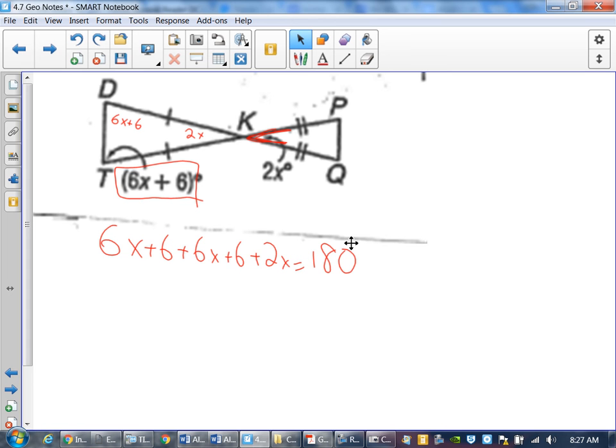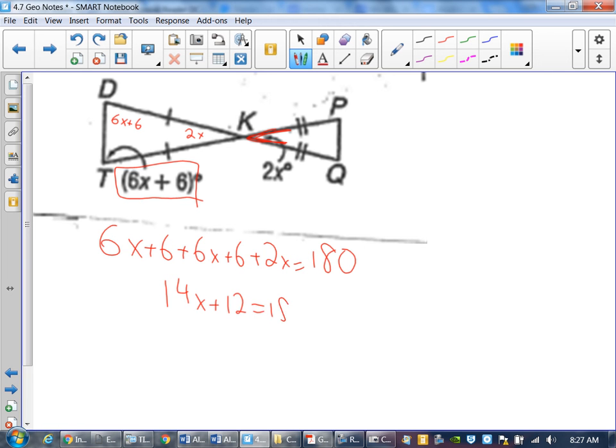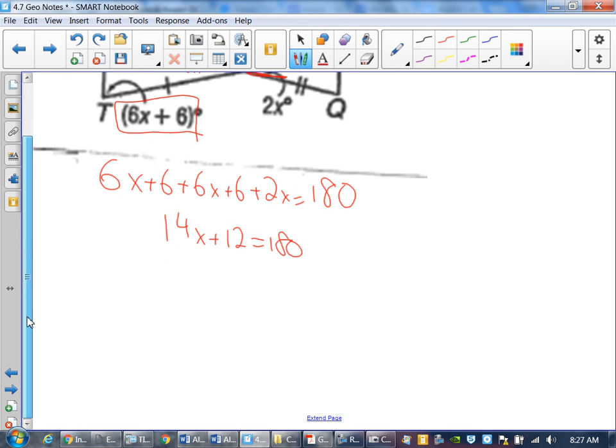Okay? That's the idea here. Using vertical angles. Bring it into another diagram. The sum of the interior angles of a triangle is 180 degrees. I think you guys have known that for a very, very long time. So we have to combine our like terms here. 6x, 6x, and 2x. Well, 6 plus 6 plus 2 is 14. So we wind up with 14x plus 12 is 180. It's nothing more than a two-step equation then. What do you do first? Subtract 12 from both sides. Good. Divide both sides by 14. Absolutely.